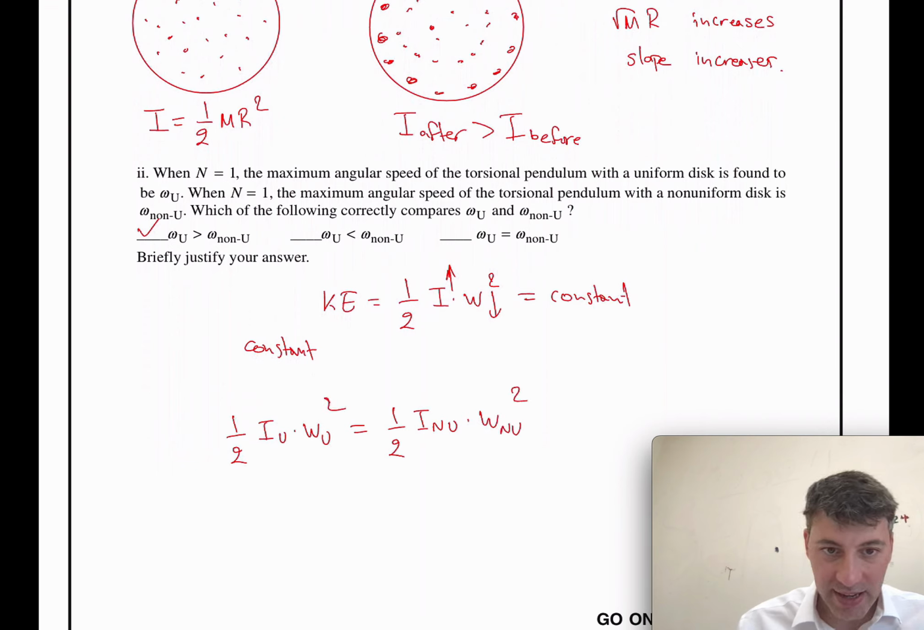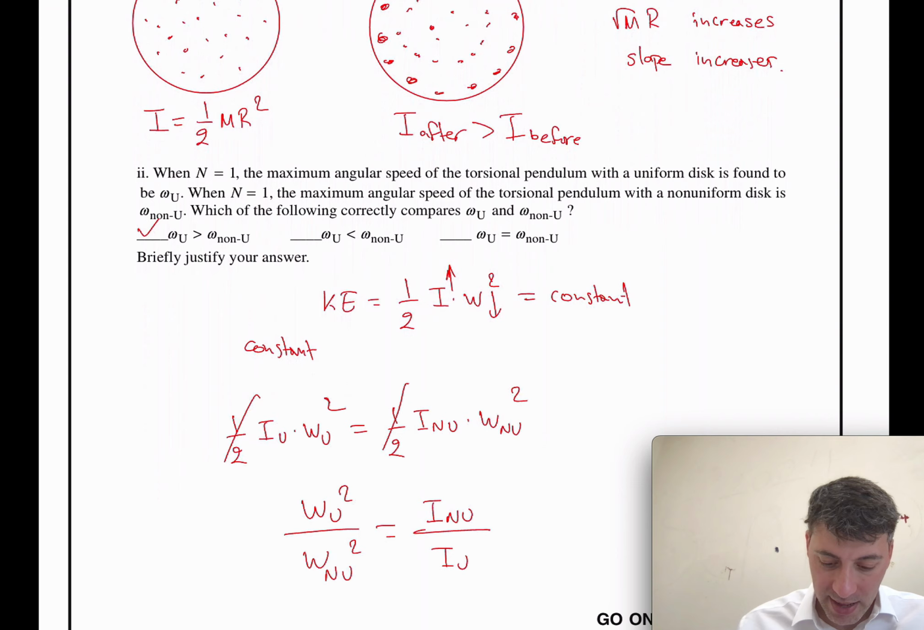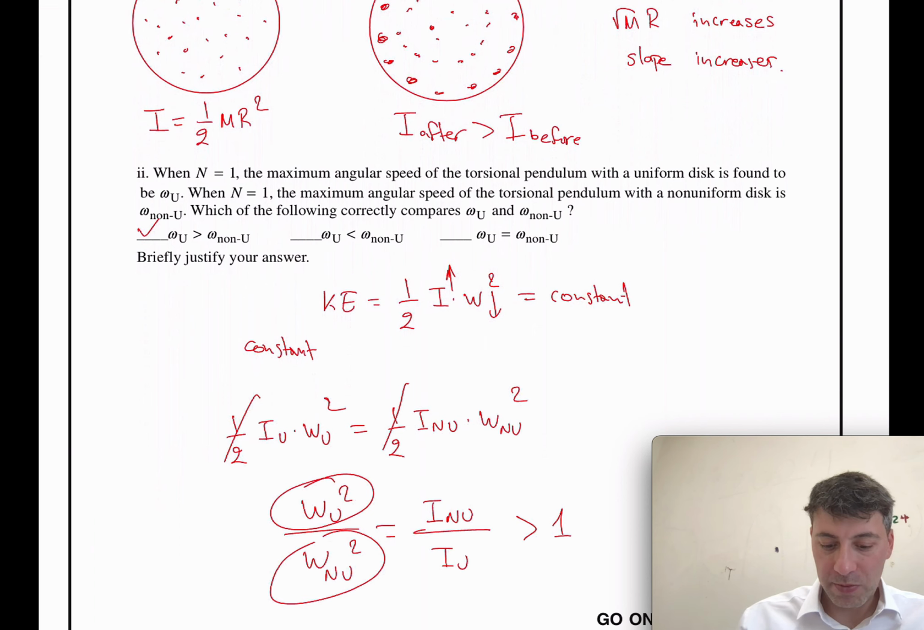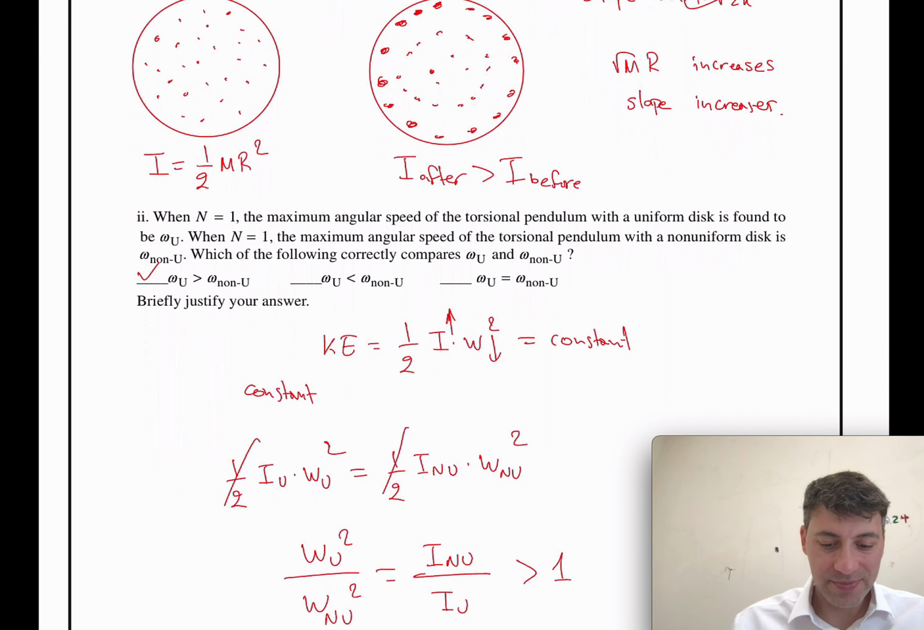I forgot the square here. Now the 1 over 2's cancel, so omega uniform squared divided by omega non-uniform squared is equal to I non-uniform divided by I uniform. This is greater than 1, and this means that omega uniform is greater than omega non-uniform, which is our final answer.